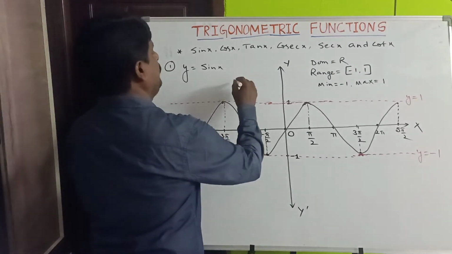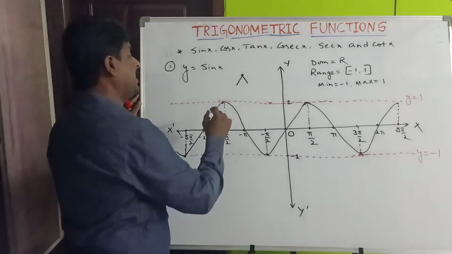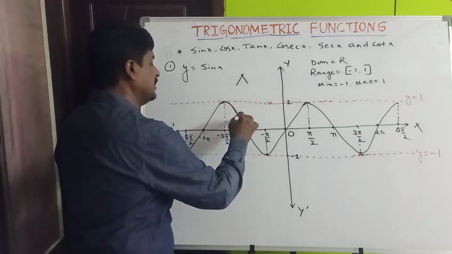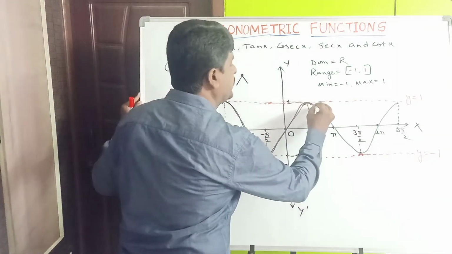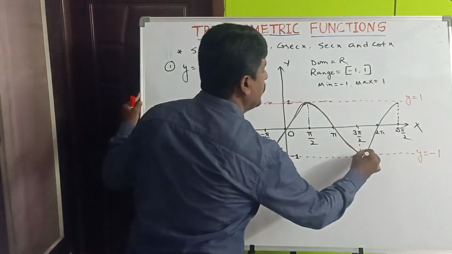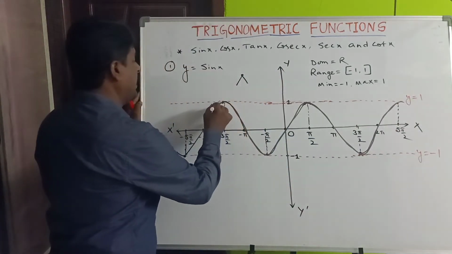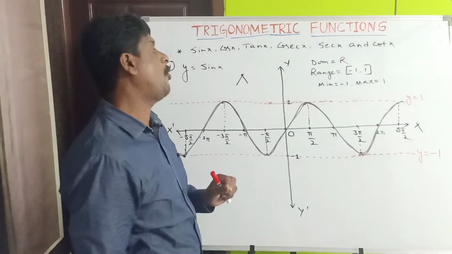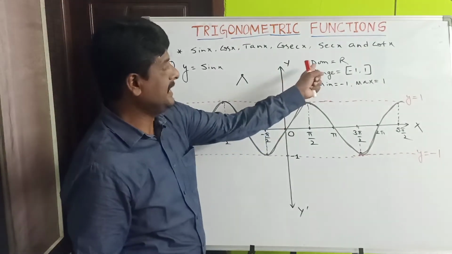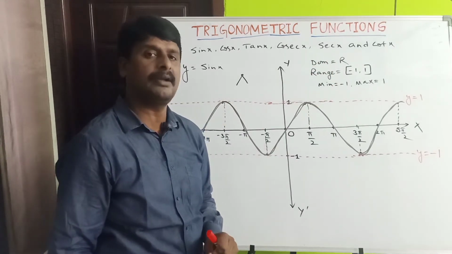If there is any V-shaped turn, this is called a sharp edge. But there is no such sharp edge. It is always a turning point like this, having no sharp edge. That's why it is differentiable everywhere on its domain. Sin x is continuous on R, sin x is differentiable on R.